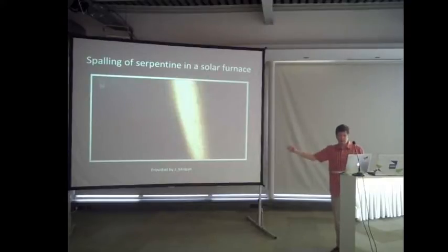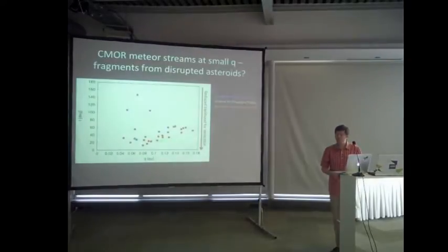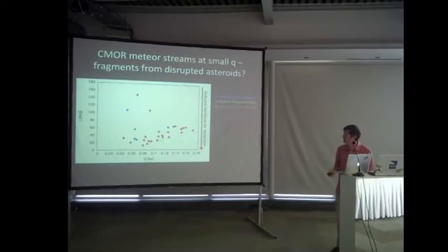Now, if there's stuff coming out, for instance, with this process or another process, that material cannot just go away completely. It must be somewhere. Now, if you look at the data from meteor radars, this is from the Canadian Meteor Orbit Radar, work by Peter Brown and his colleagues. You see in this plot, at the smallest perihelion distances and small inclinations, a bunch of these red dots, which are meteor streams that have no obvious parent bodies.